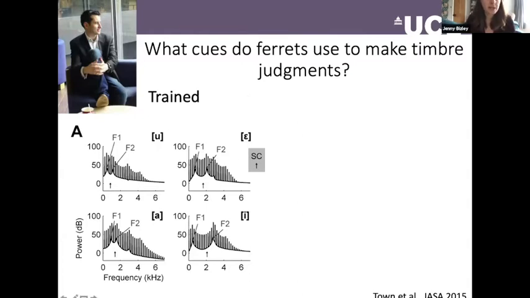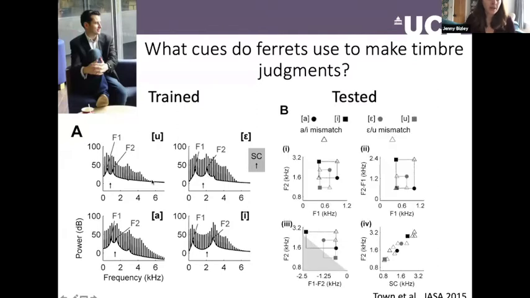So animals were trained either to discriminate oo from air or ah from ear. Each vowel has a first and second formant peak associated with it. You can also determine its spectral centroid. And you can also measure the distance between the two formants, so the interformant distance. And it's possible that the ferrets are picking up on any or all of these cues when they learn this discrimination. So to tease apart what cues they might be using, Stephen created these mismatch sounds.